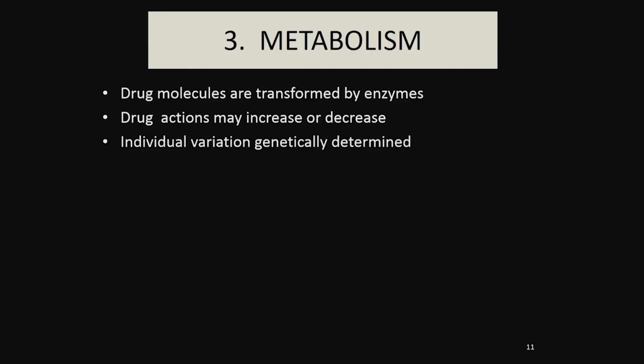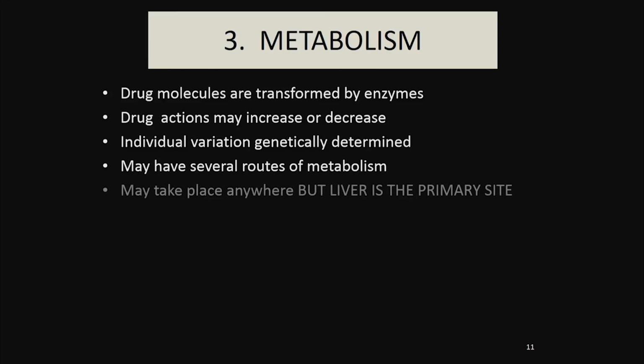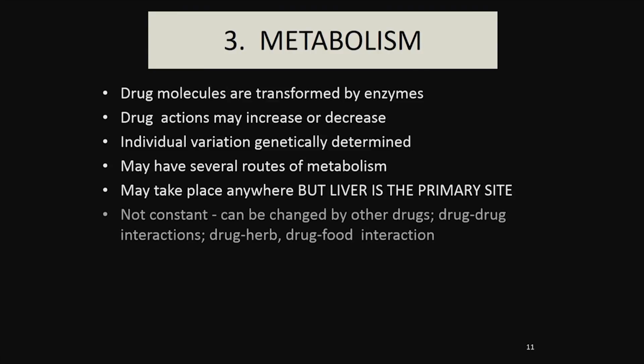So there is genetic variation, a lot of genetic variation that has been seen. They said there are several routes for metabolism, okay. But the liver is the primary site, but it can happen anywhere in the bloodstream, that is very important, okay. It's not constant. There could be drug interaction, drug-herb interaction, drug-food interaction.